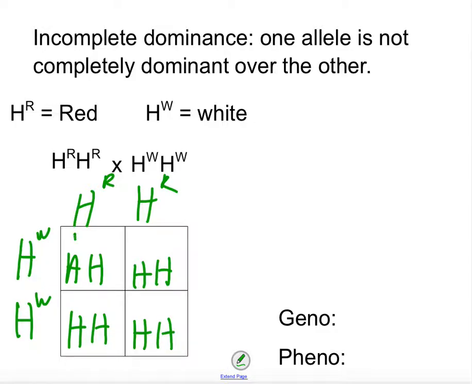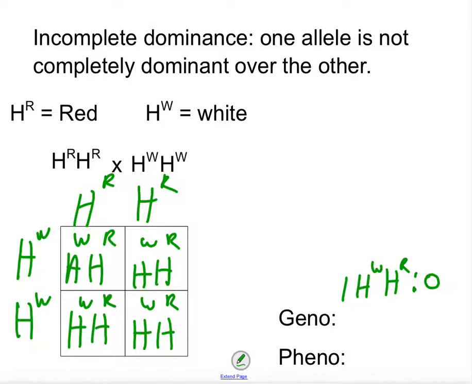we have H^R H^W, H^R H^W, H^R H^W, H^R H^W. So what is the genotype here? Well, there's 1 H^R H^W to 0. All right, what about the phenotypes?